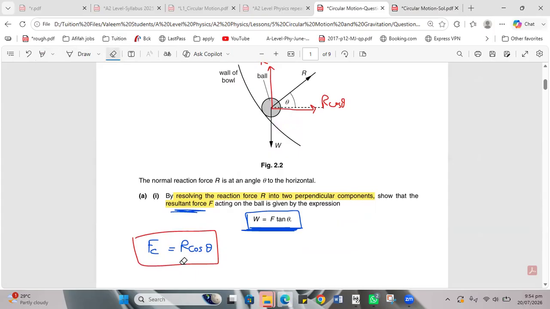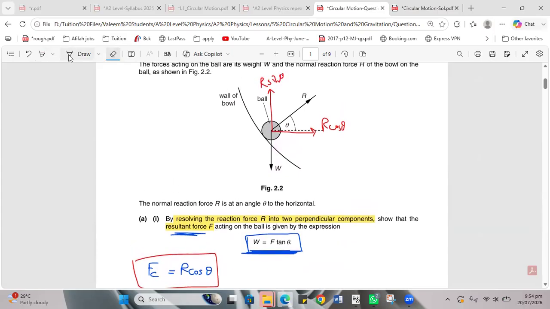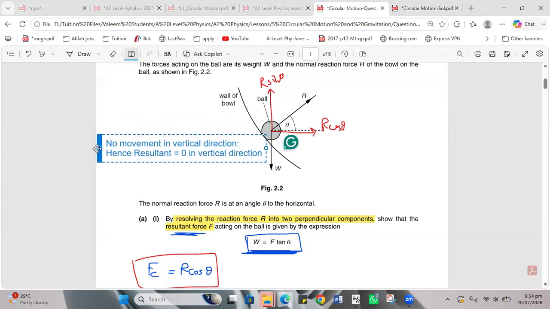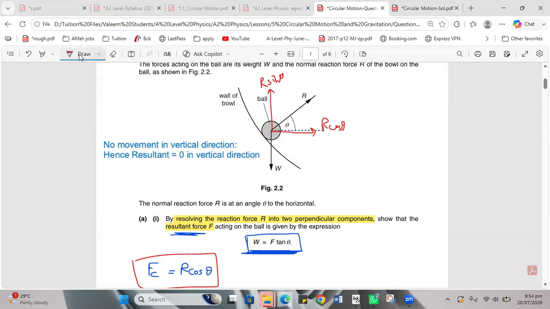Just like you constructed an equation for centripetal force, similarly, you can construct another equation. Notice, is the ball moving vertically? It's not. The ball is just moving in a circular path. There is no vertical movement. So this means that in the vertical direction, the resultant force is zero. Zero resultant force means the forces in the vertical direction must be balanced.